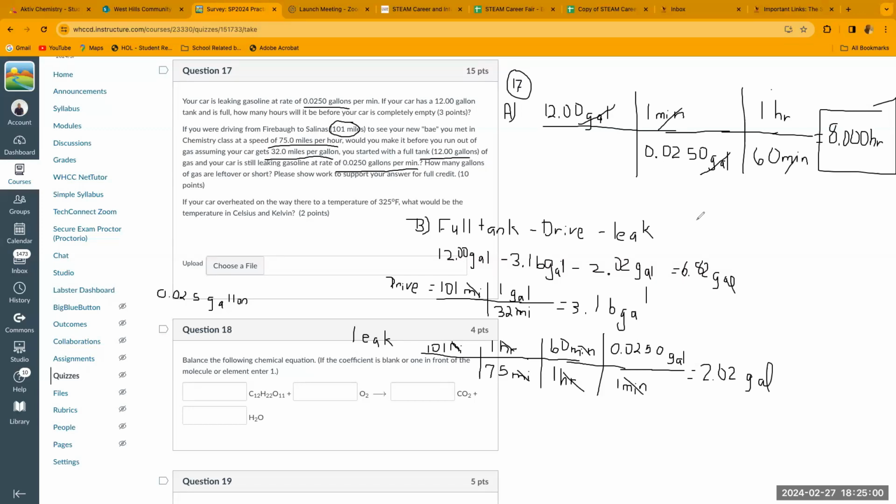Okay. So the third part is to convert from 325 degrees Fahrenheit to Celsius and Kelvin. So I'm going to put that down here. So that's part C. So how do I convert? What equation am I going to use?